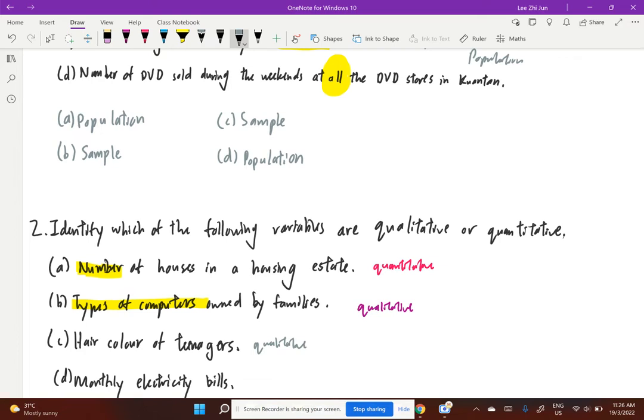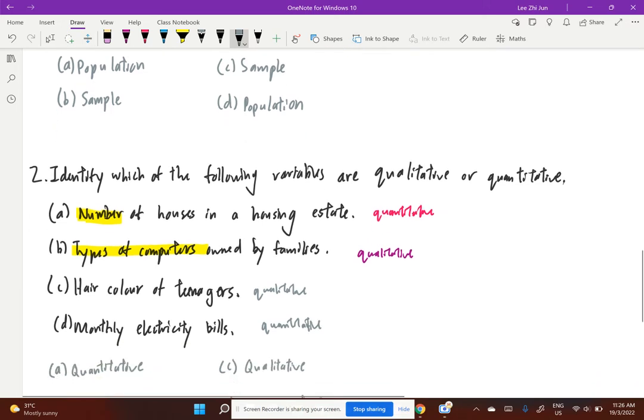The last one, the monthly electric bills. The bills you can count, right, like 500 ringgit per month or 700 ringgit per month. It has a value, so it is quantitative. So here's the answer.